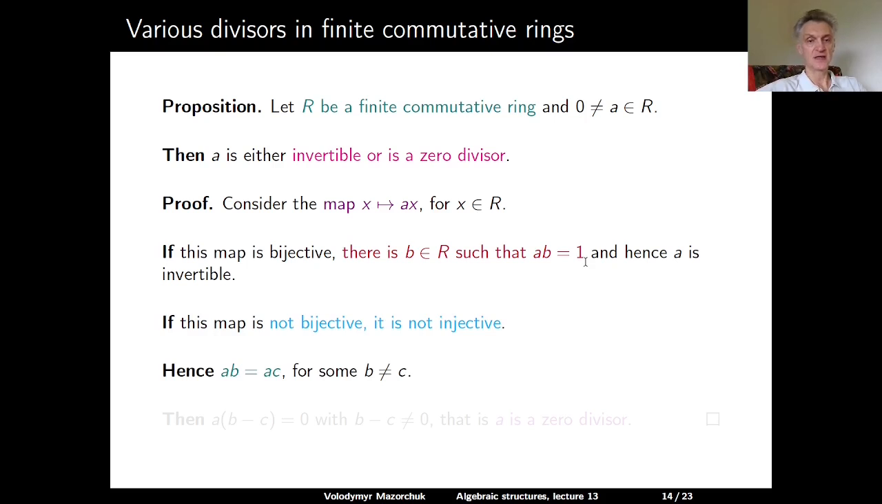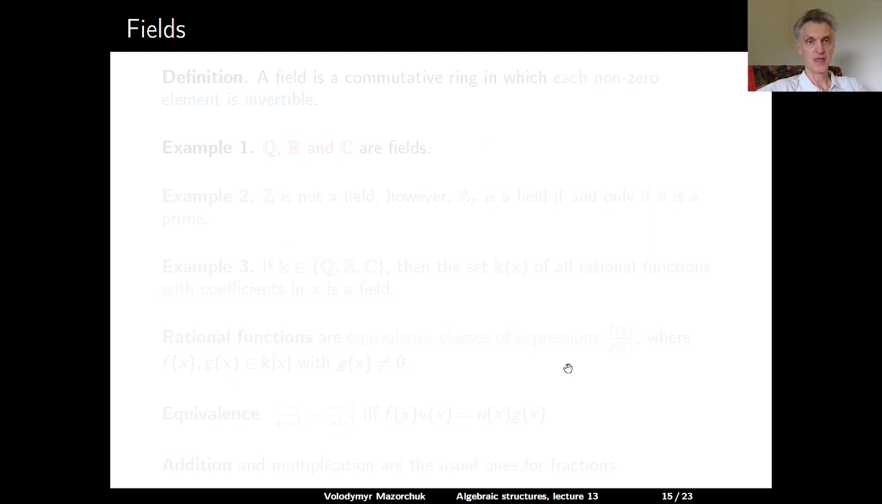But this means that there exist B and C in R which are different, so B is different from C, but such that AB is equal to AC. But then A times (B minus C) is equal to 0, and B minus C is not equal to 0, which means that A is a zero divisor. And this completes the proof of this proposition.